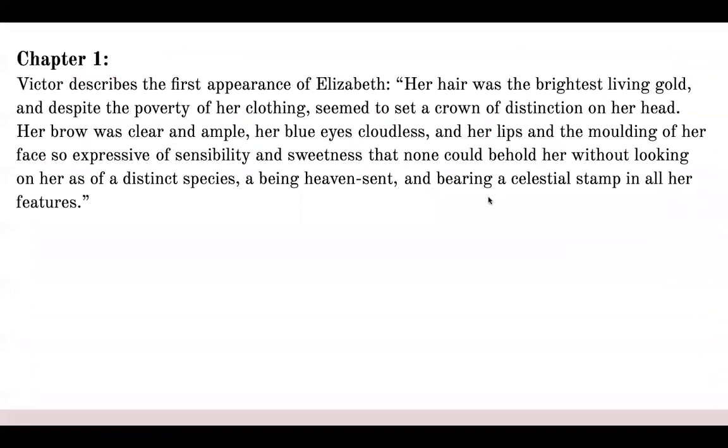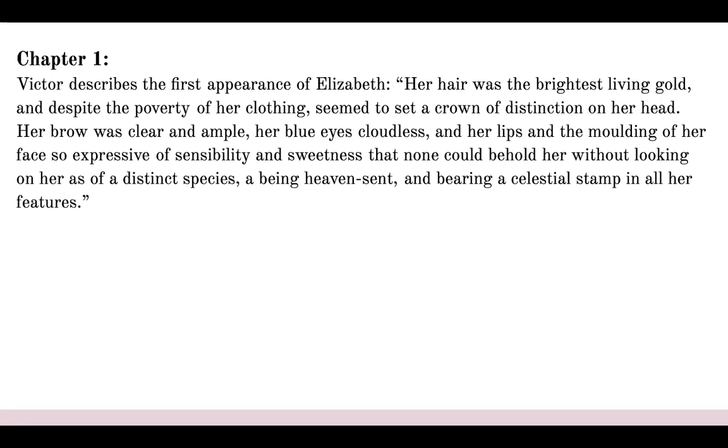So now we're going to be talking about discussion questions. Victor describes the first appearance of Elizabeth as: her hair was the brightest living gold, and despite the poverty of her clothing, seemed to set a crown of distinction on her head. So basically, this shows how important her looks were, how much they saved her. So it confirms what I previously said in that discussion question, that if it wasn't for her looks, then nothing would have really saved Elizabeth from the situation she was in.